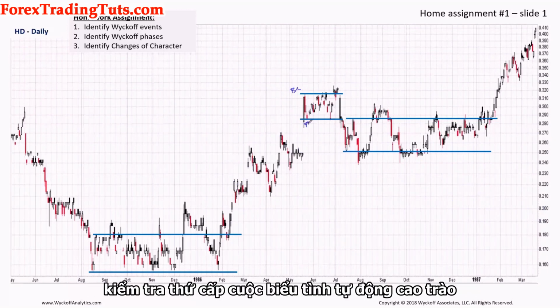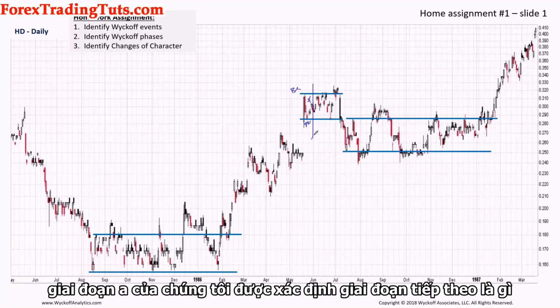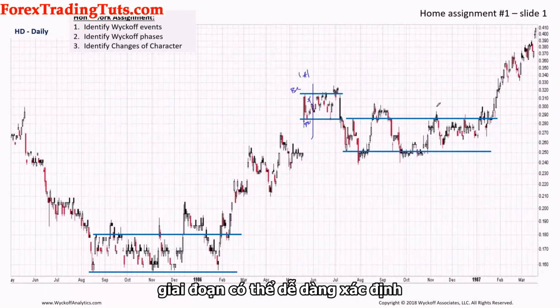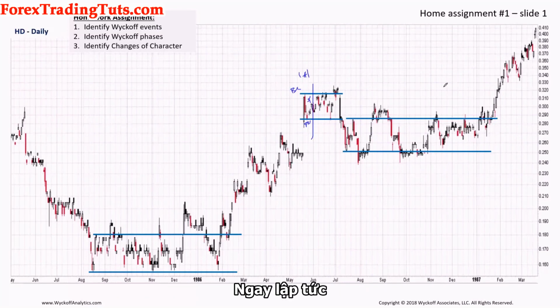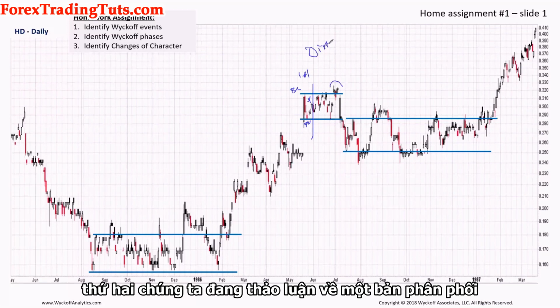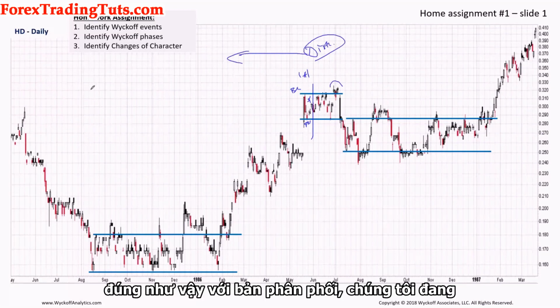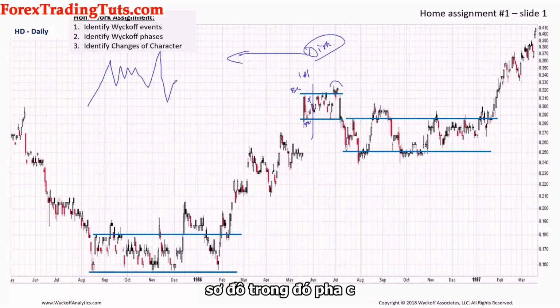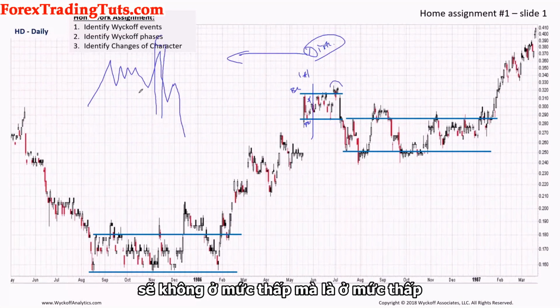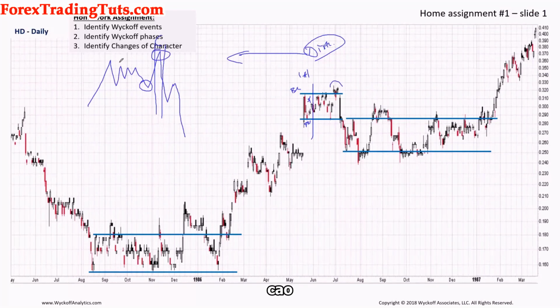So buying climax, automatic rally, secondary test, our phase A is defined. What is the next phase that could be easily identified right away? Phase C, again, where the price comes and tests the support level, and followed by... Hold on a second. We are discussing a distribution, right? So with the distribution, we're going to have this type of schematic where phase C is going to be not at the low, but at the high. Yeah. So where is it? It's right at the July level.